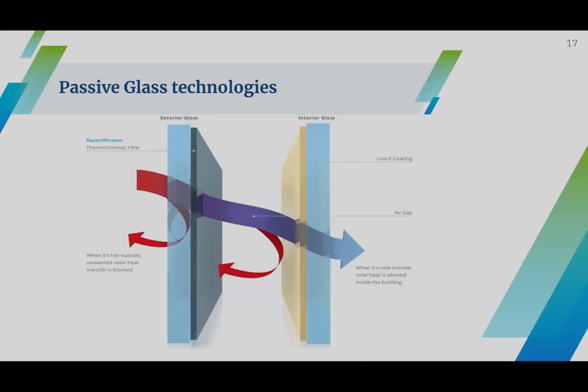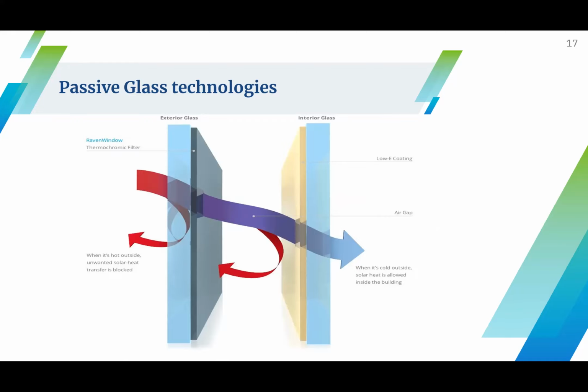Another smart technology is window shading. This is an example of passive glass technology. According to variations in light, photochromic glass emits variable quantities of light into the building. It changes color in response to changes in external temperature, allowing or blocking solar heat from entering the building. The Raven Window 2.0 is an example of a thermochromic smart window.